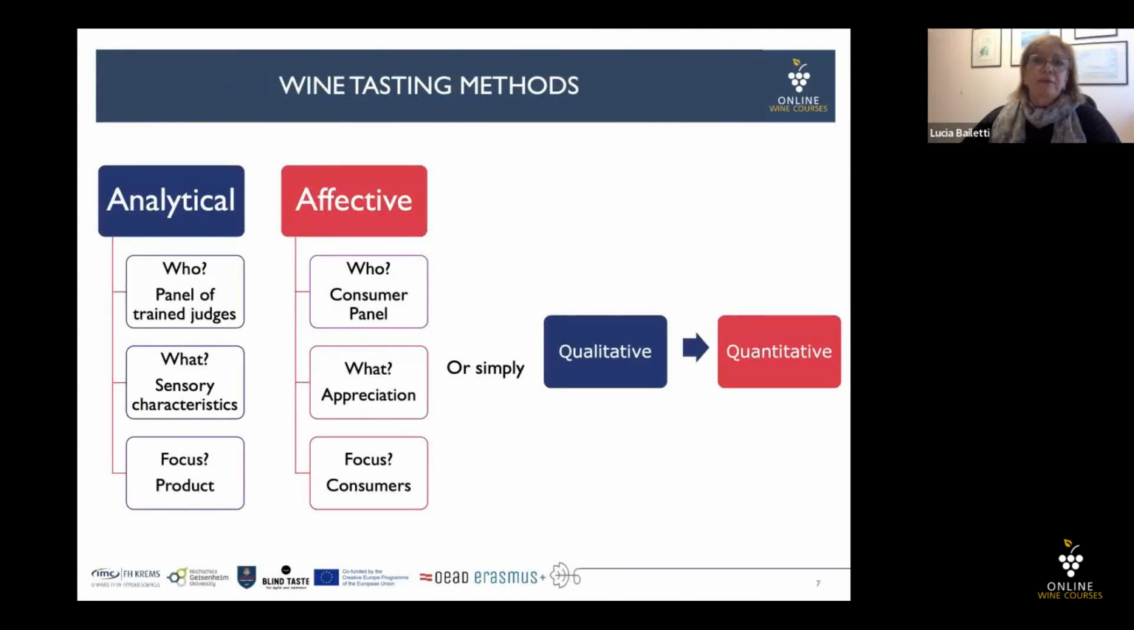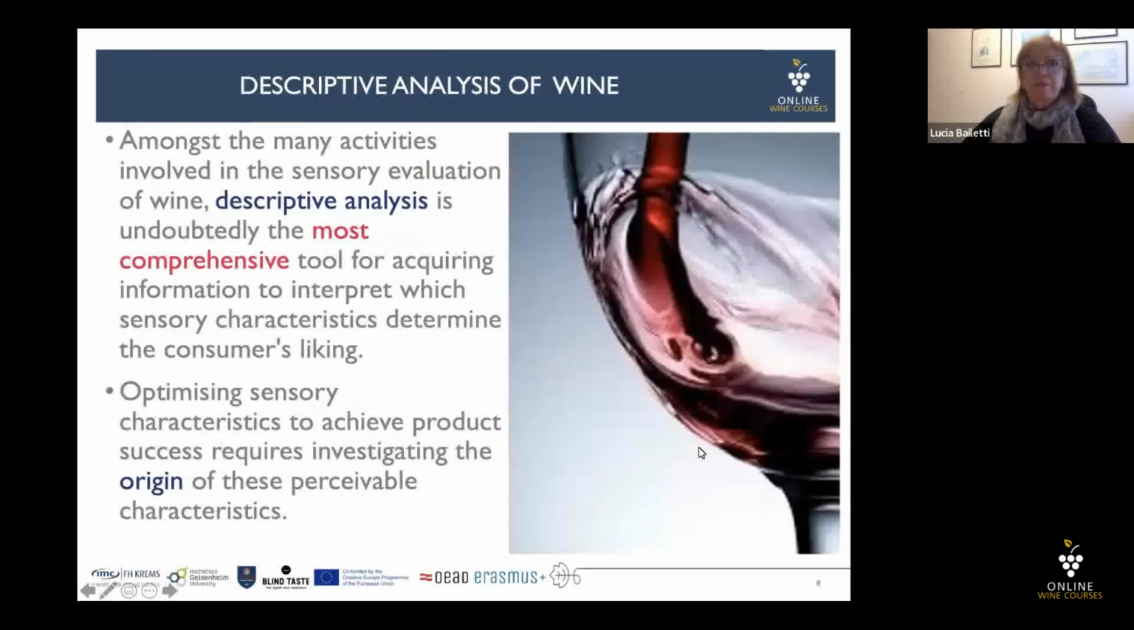So when we talk about methods of wine testing, we talk about analytical methods, which are focused on the product, and affective methods, which are focused on consumers. And we have methods that pass from qualitative to quantitative. Amongst the many activities involved in the sensory evaluation of wine, descriptive analysis is the most comprehensive tool for acquiring information to interpret which sensory characteristics determine consumer liking.